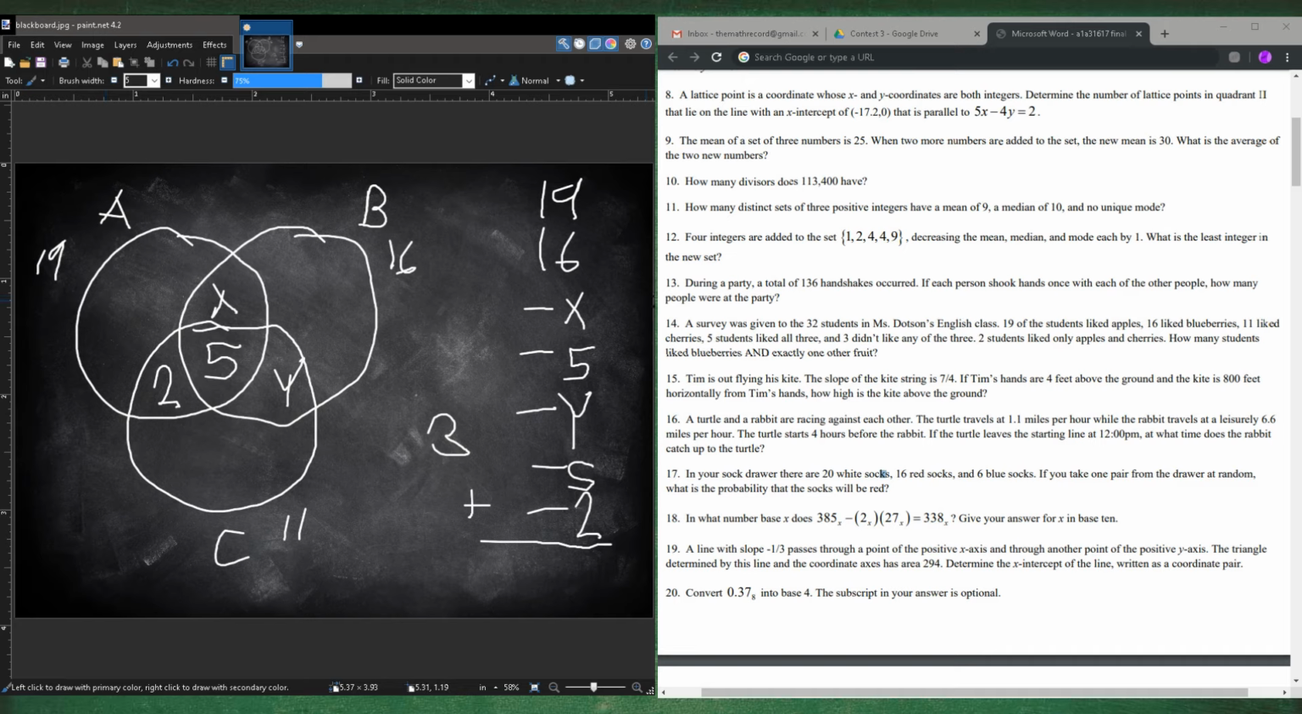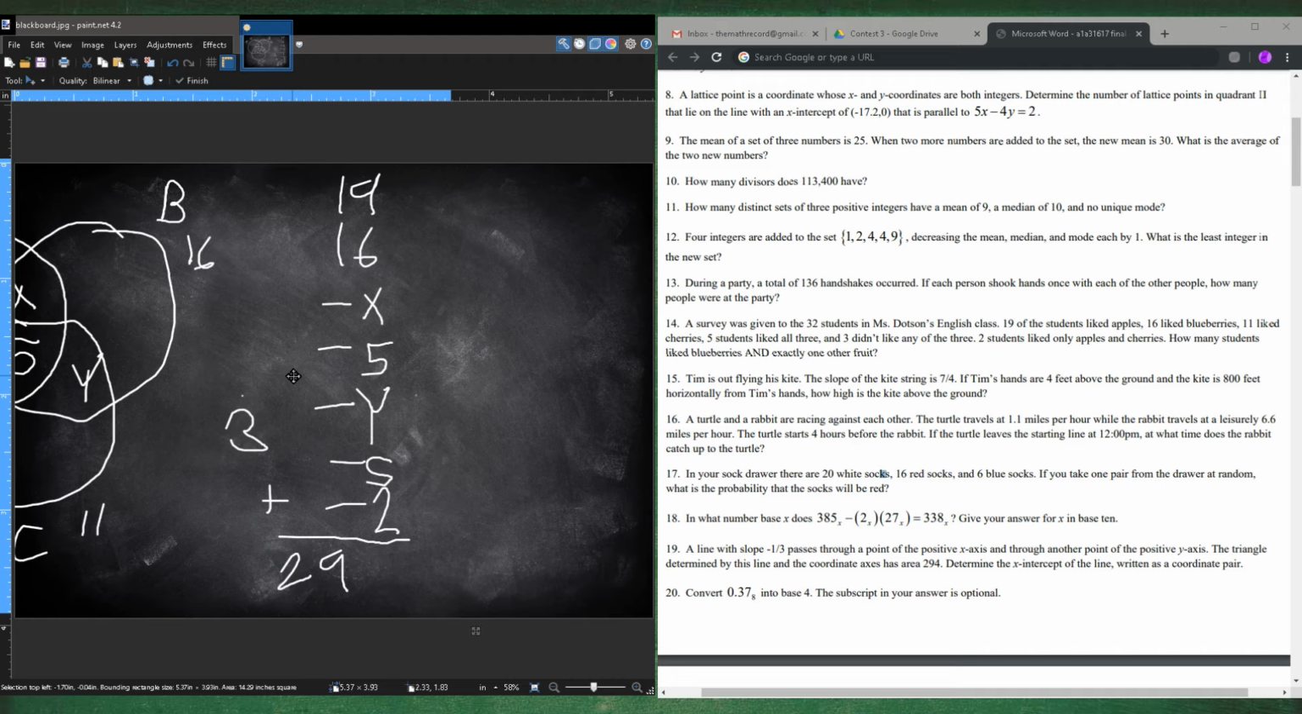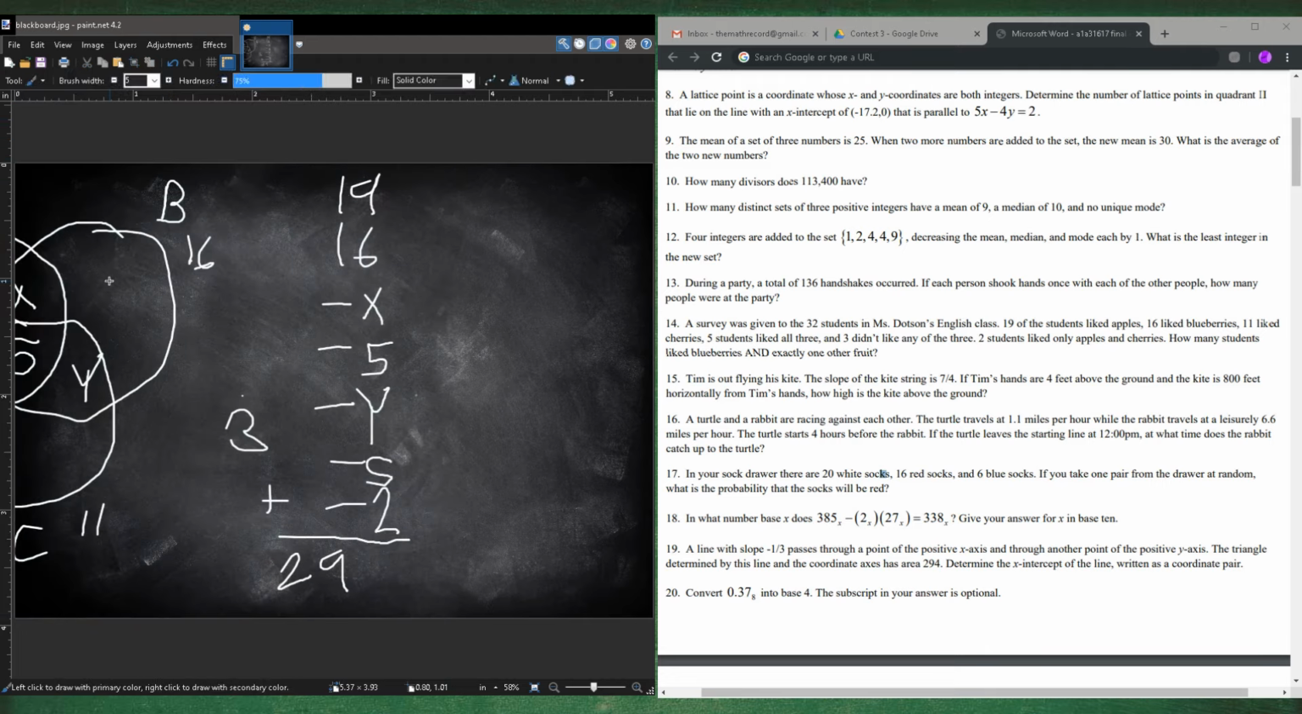So there's 32, right? 32 minus the 3 is 29. So this has to equal 29. Let's move this over and do the math, because we just need to find x and y. So we're going to have 19 plus 16 minus a 5, minus a 5, and minus a 2.